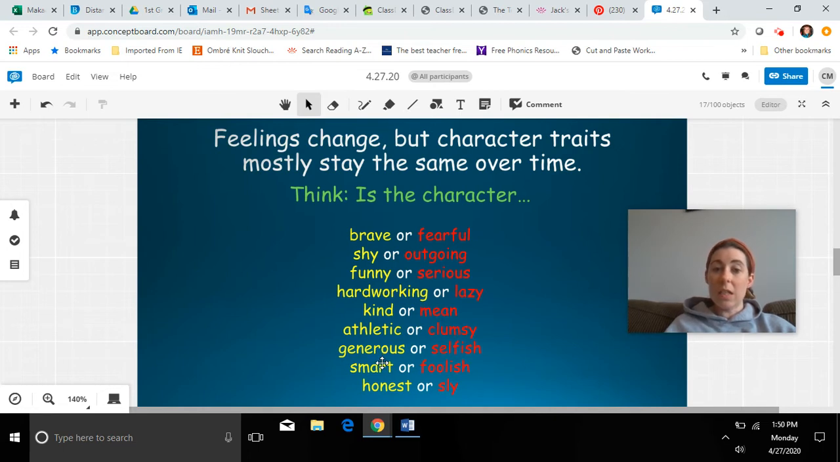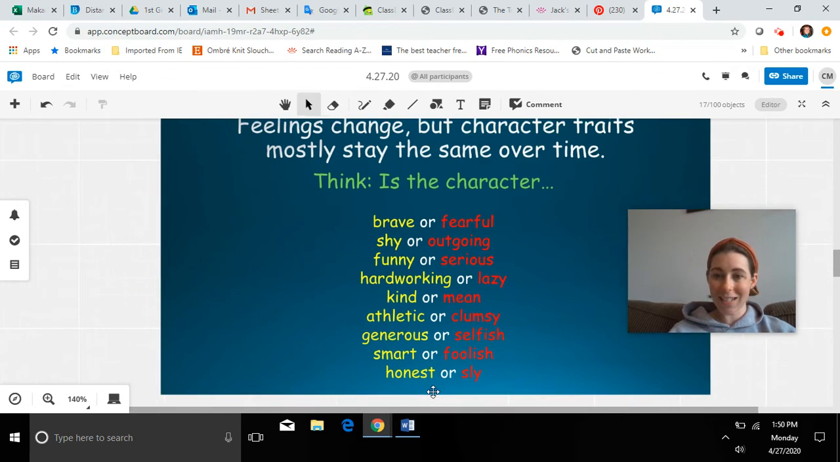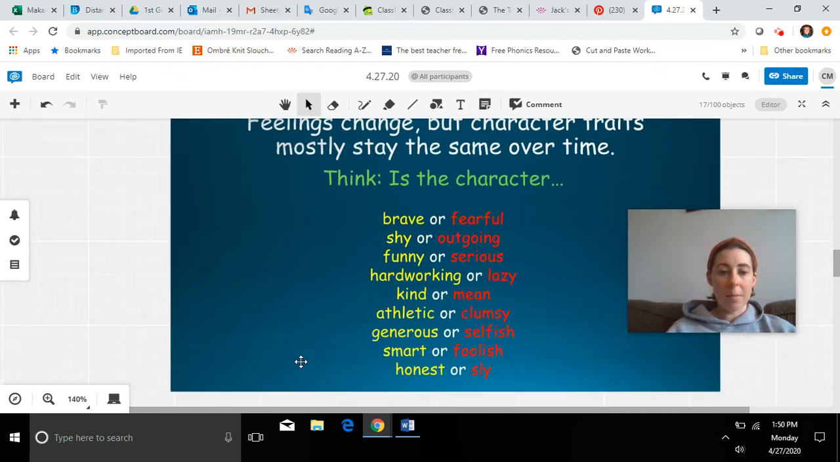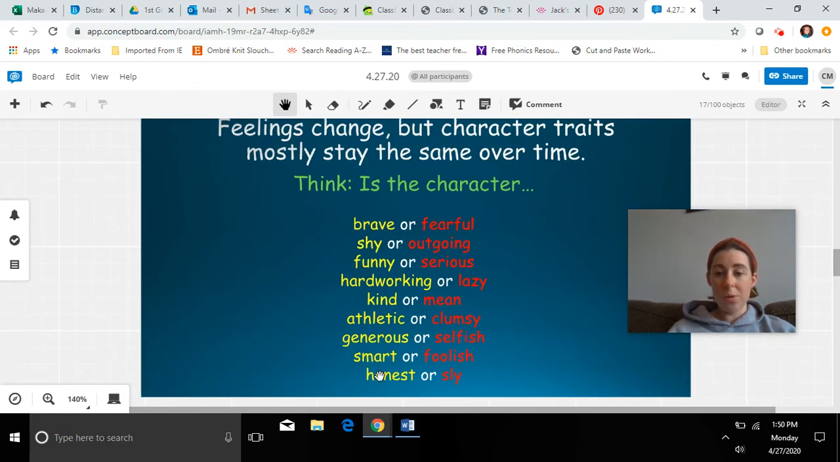Is a character smart? Okay, smart or foolish? Someone who is smart gets good grades. They know the answer. Someone who is foolish does not. Is the character honest? Do they tell the truth or are they sly? Okay, honest means they tell the truth. Sly means they might lie, they might be sneaky.